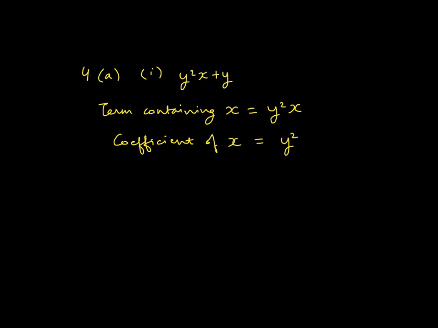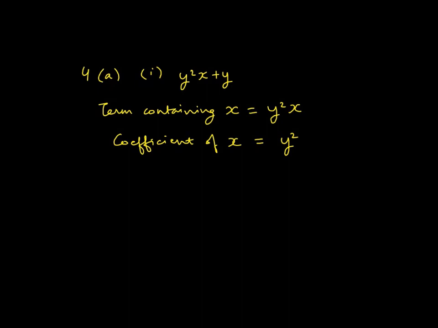Here we are not asked to find the numerical coefficient. Whatever number or variable is given as a product of that of the variable which is asked here, that will be taken as its coefficient. So coefficient of x will be y square.